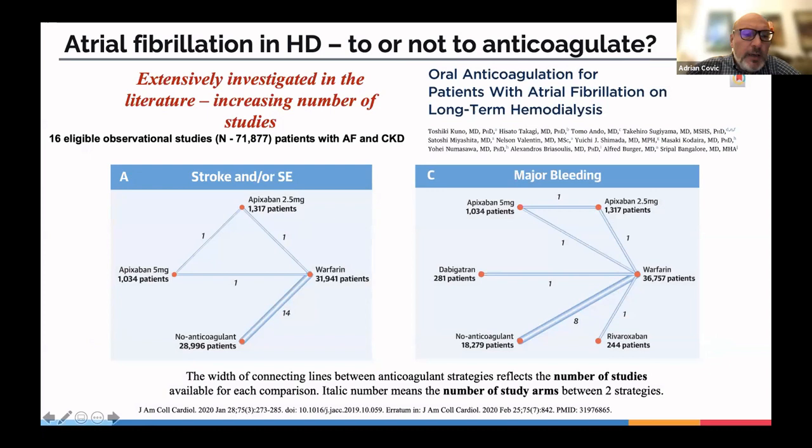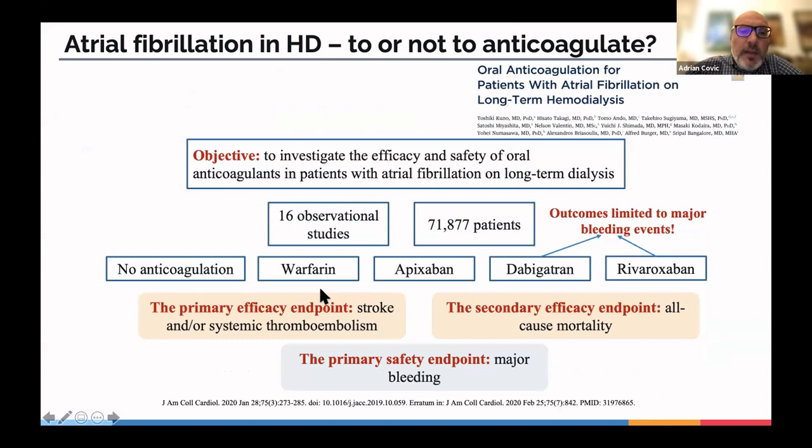the strength of the evidence available for direct comparisons. The italic number means the number of study arms between the two strategies. There is a fairly large amount of studies, more than 70,000 patients, and they looked at both the risk of stroke and the bleeding situation in these patients. As you can see, there is a primary efficacy endpoint looking at stroke and thromboembolism, and there is a safety endpoint as well looking at bleeding. Most of the studies were observational studies, in fact, in this publication.